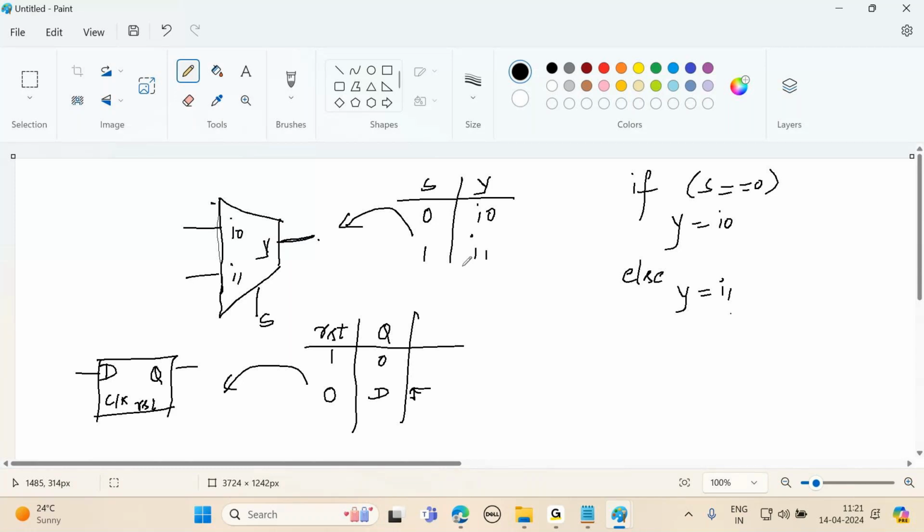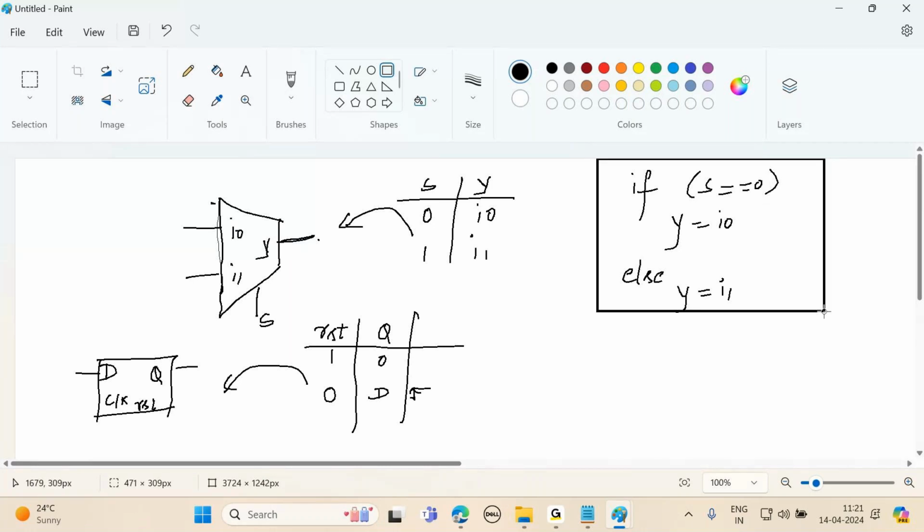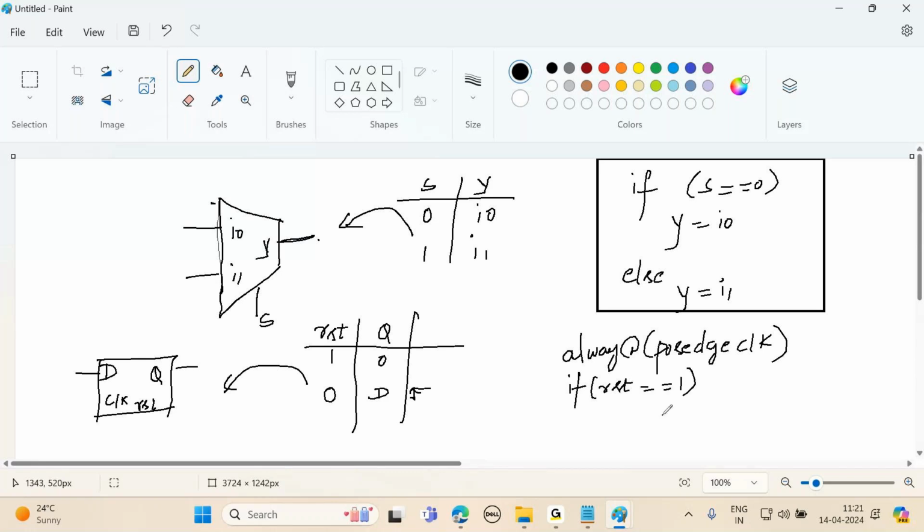This behavior I have described through the programming language. Here also I can discuss: always at positive edge of clock, if the reset is synchronous, if reset is equal to 1, Q is 0, else Q is assigned D. Q is equal to D.